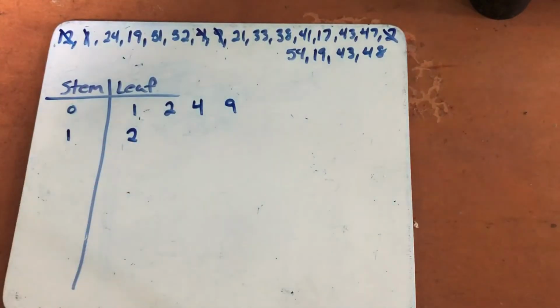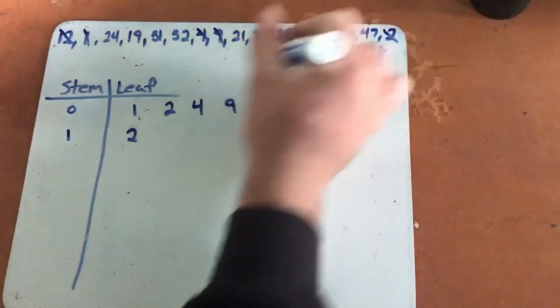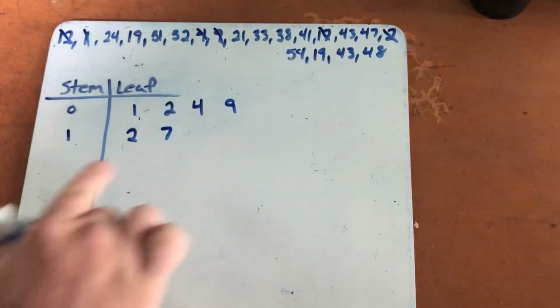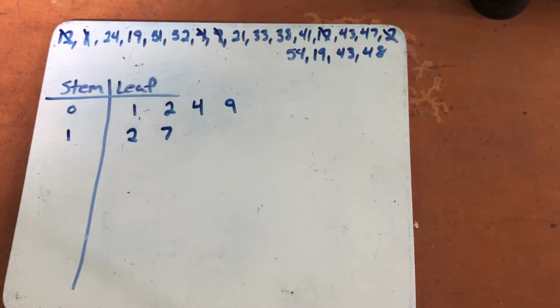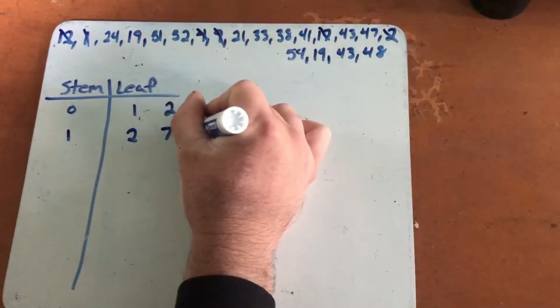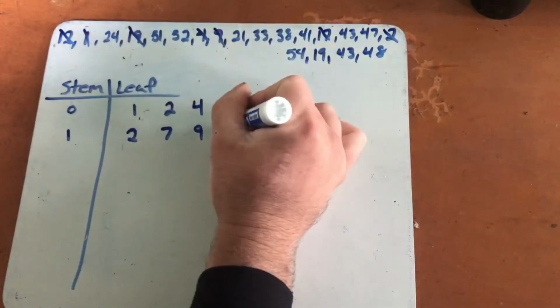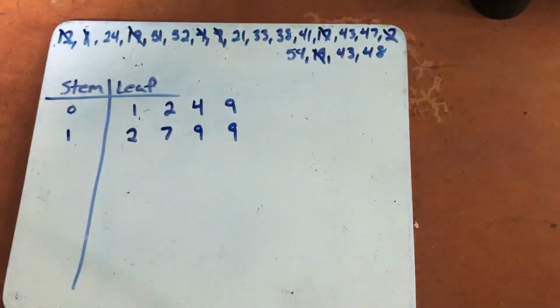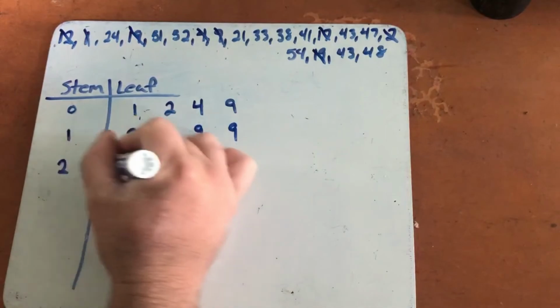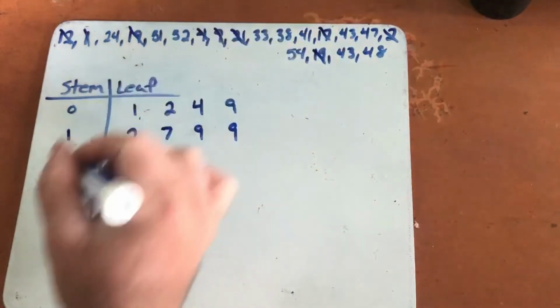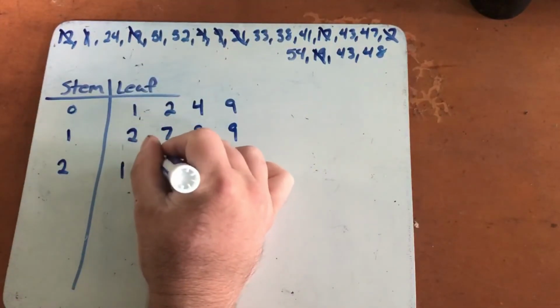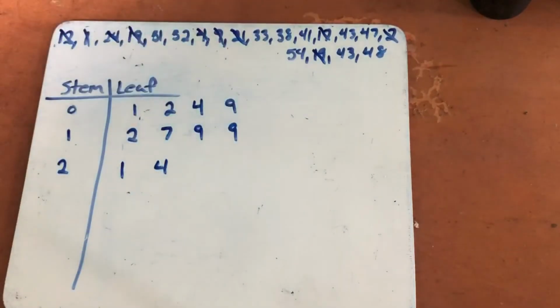After 12, we have 17. So that's 1, 7, 17. Then we have 19, and then another 19. So there's 2 19s. That's going to be important in just a minute. Then we go to my 20s. I have a 21, which is right there, and I have a 24, which is right there. That's all the 20s I got.